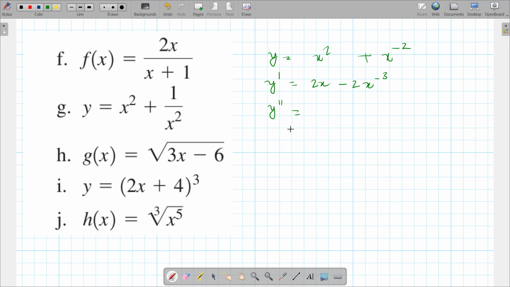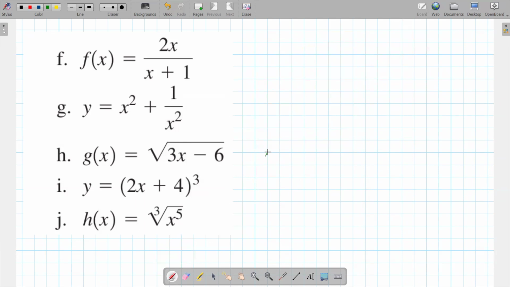What's the derivative of 2x? It's 2, easy peasy. What's the derivative of 2x to the -3? It's 6x to the power of -4. 6x to the power of -4 is perfect. And there we go. So something like this, you don't have to use the quotient rule if you see it.